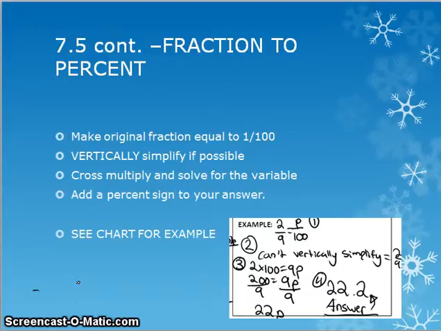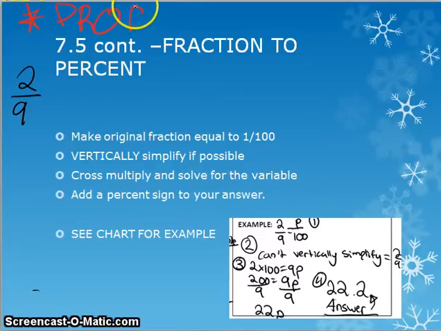Okay, anyway, so today we're going to be working on chapter 7.5 continued, fraction to percent, which I have written, as you can see, right there. So we're going to be working with the fraction 2/9, and these are also known as proportions.